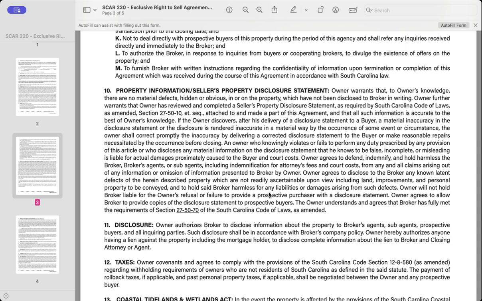And it also gives the owner the ability to disclose any information that they may have known and to indemnify the broker about information that the seller may have withheld.